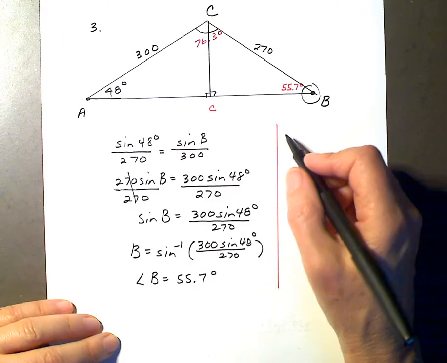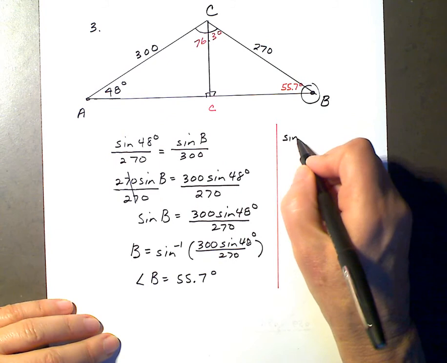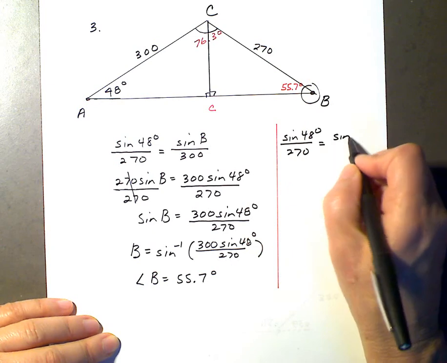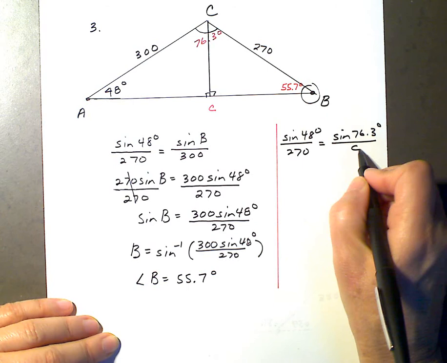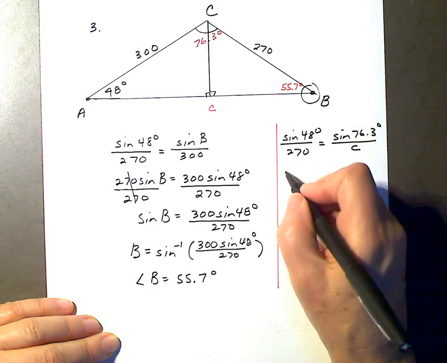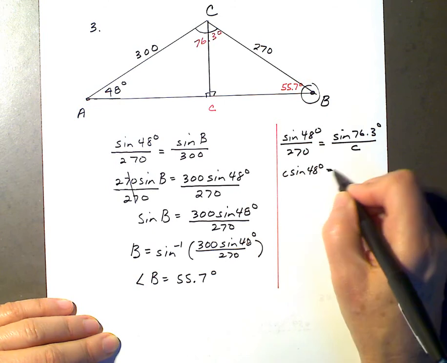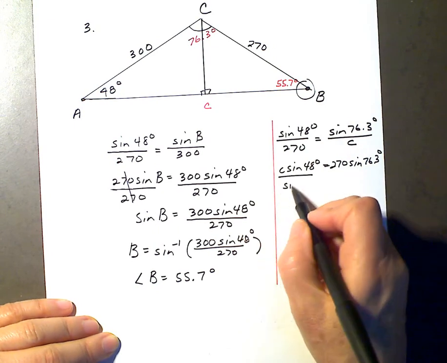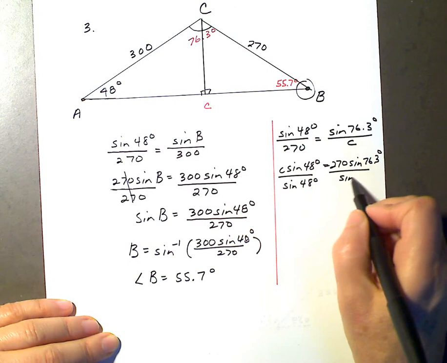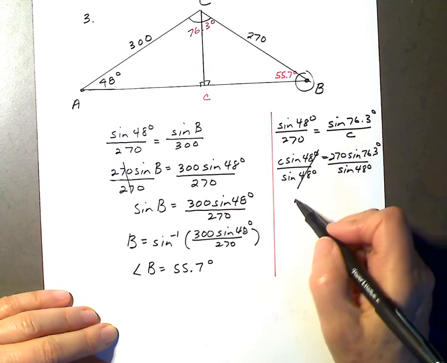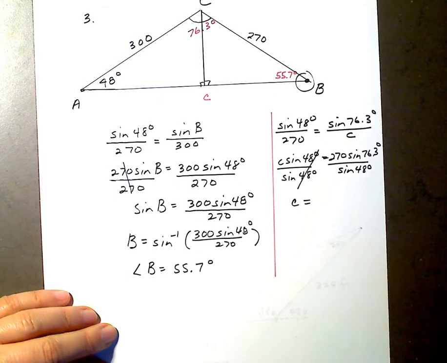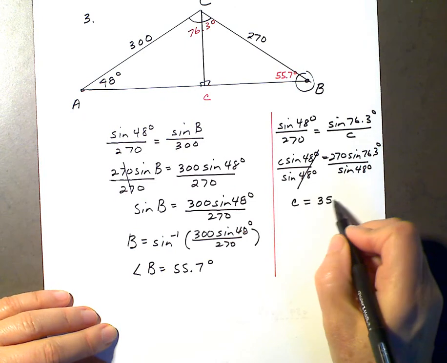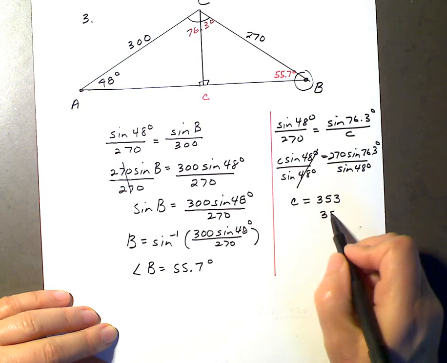First I'll use the law of sines. It's a little easier. So using the same original ratio, the sine of 48 degrees is to 270 as the sine of the 76.3 degree angle is to side C. So cross multiplying, and dividing through by the sine of 48 degrees, C is equal to, and this is going to be 352.9 about, so we're just going to go to three significant digits, and so this is 353 meters.